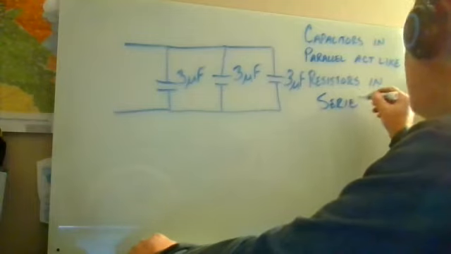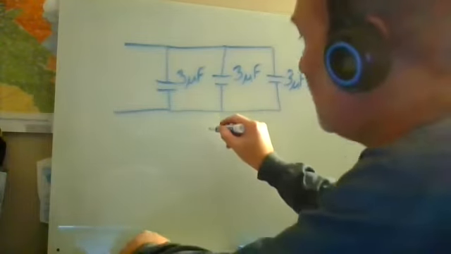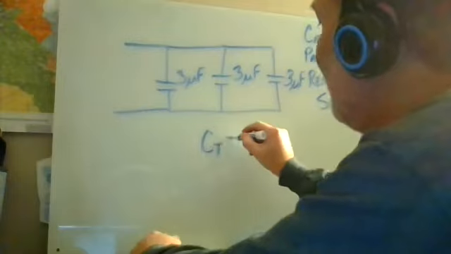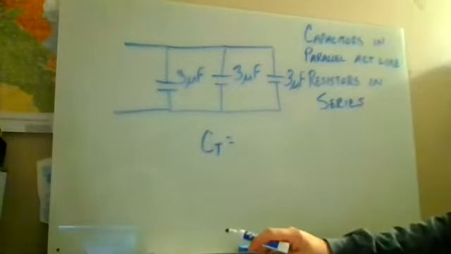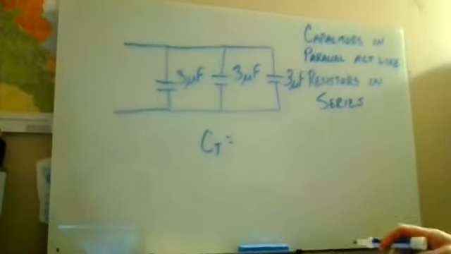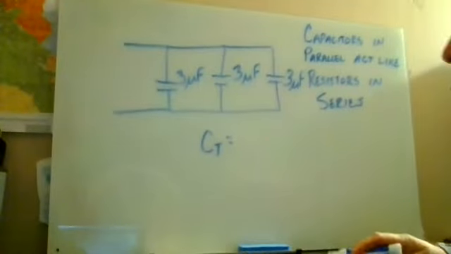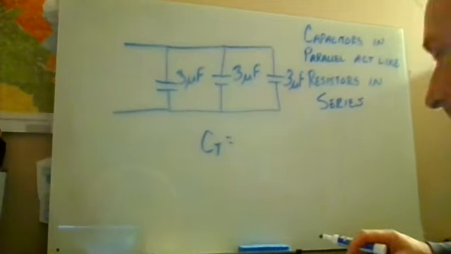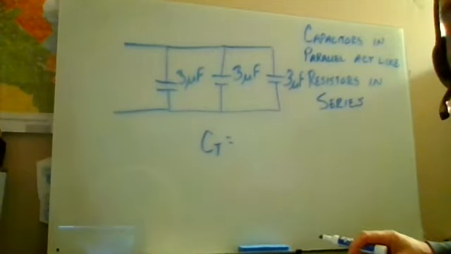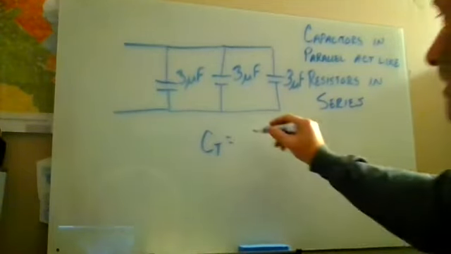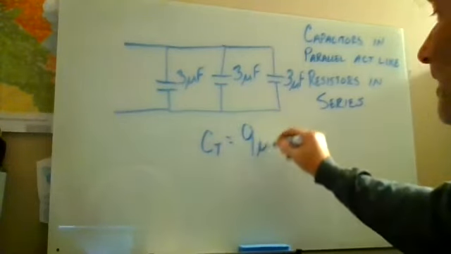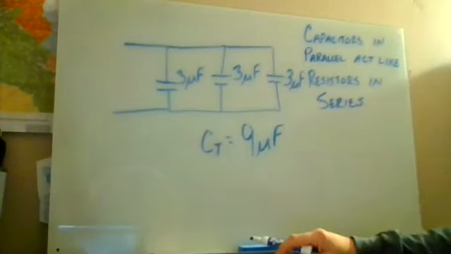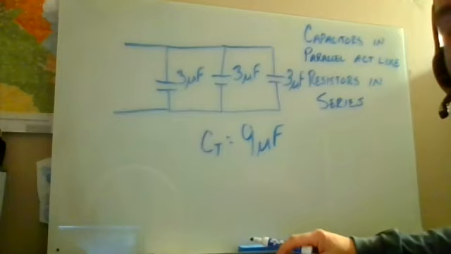How do we find R total in a series circuit? Add them. So how are we going to find C total in a parallel circuit? Add them. So if I add those up, what do I get? Come on, really? You guys need a calculator for this? 9 microfarads? Oh, wow. Look at that. Hey, you just said we can't just add them up. You can't add 3, 3, and 3 without a calculator.